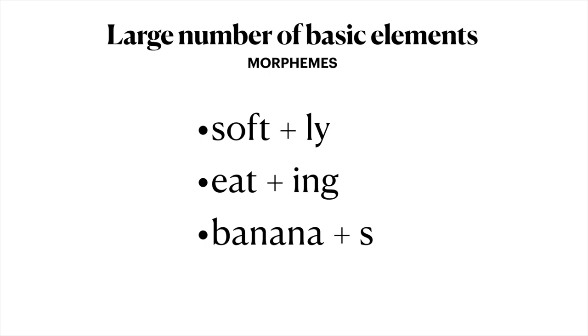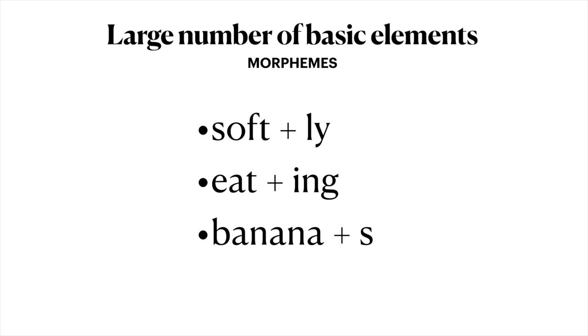But if we look more closely, even for English, we can see in these three examples of words from the preceding slide, softly, eating, and bananas, that the word really isn't the most basic unit of meaning, even in English. The word softly can really be decomposed into soft plus ly, where the combination of the two results in the word softly. But the meaning of softly can be determined from the two morphemes, soft plus the suffix that turns the adjective soft into the adverb softly.